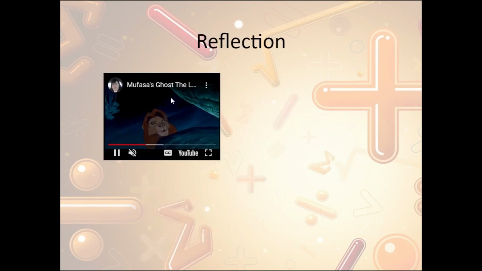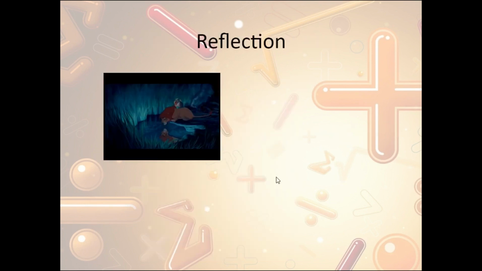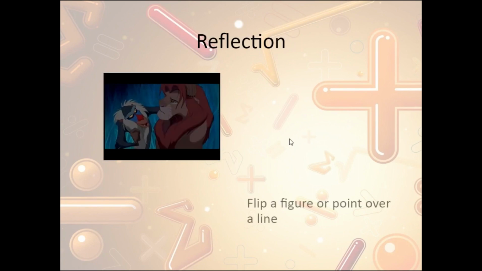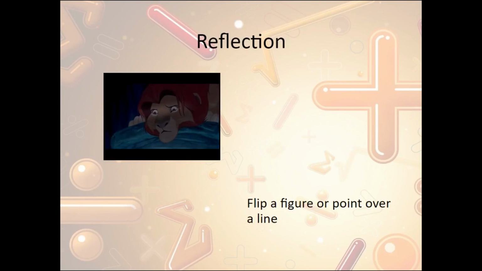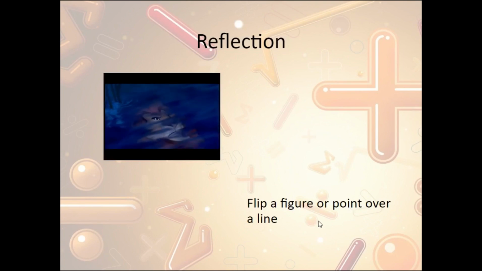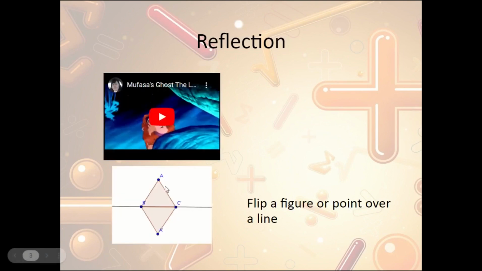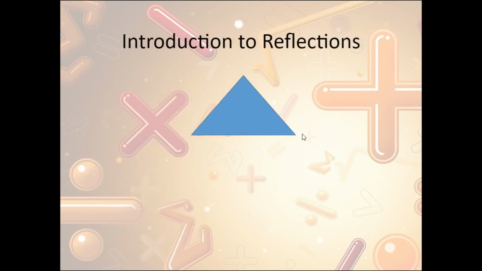Now here's a little video of Simba looking at his reflection in the water. So that's what a reflection is. Reflections occur when we flip a figure over a point or a line. So for instance, we have a triangle here. If we flip it over this line, it's going to flip downward and look like this. So that's a reflection.